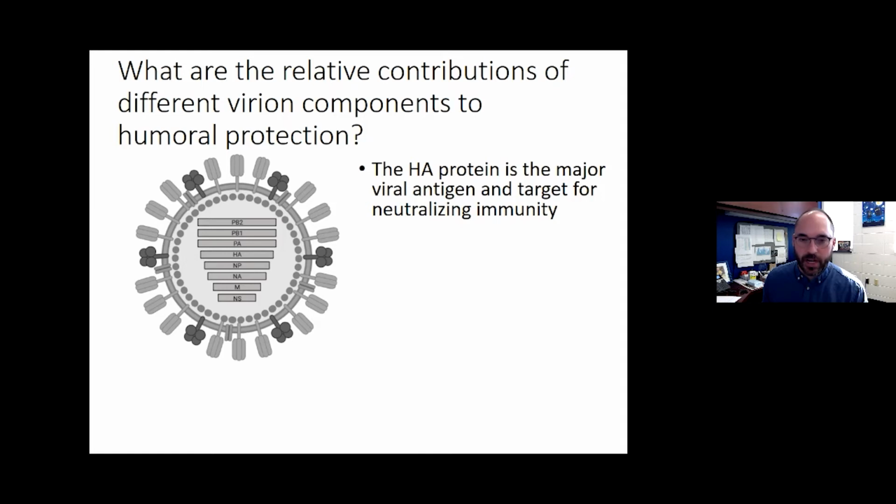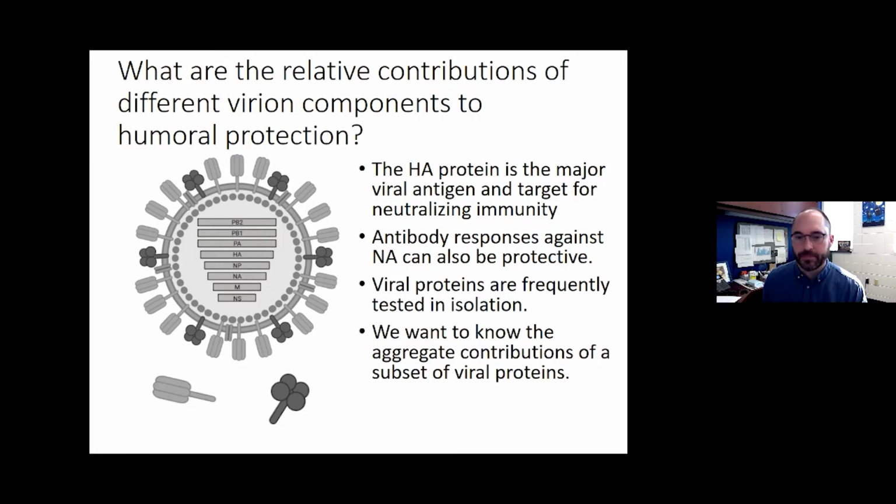So as you've heard and as you all know, the hemagglutinin, which is one of the surface glycoproteins, is the antigen and the primary target, certainly for eliciting neutralizing immunity. Antibody responses against the neuraminidase can also be protective, but the way that we test the contributions of these viral proteins, or at least predominantly have in the past, is in isolation. Below the virion, I'm just showing you a hemagglutinin and neuraminidase, and typically how we understand if viral proteins or components of the virion contribute to protection is to take one out and vaccinate just with that and understand the type of immune responses we get.